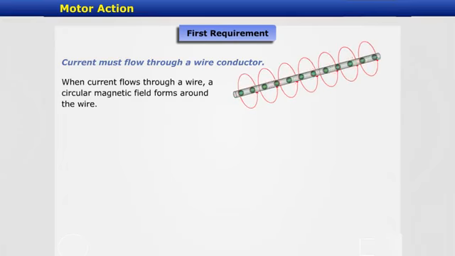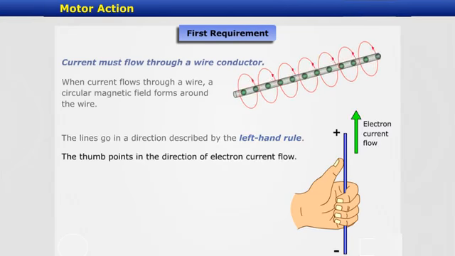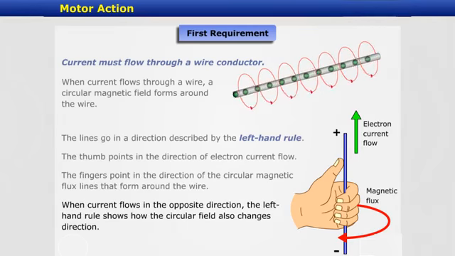When current flows through a wire, a circular magnetic field forms around the wire. The lines go in a direction described by the left-hand rule. The thumb points in the direction of the electron current flow, and the fingers point in the direction of the circular magnetic flux lines that form around the wire. When current flows in the opposite direction, the left-hand rule shows how the circular field also changes direction.